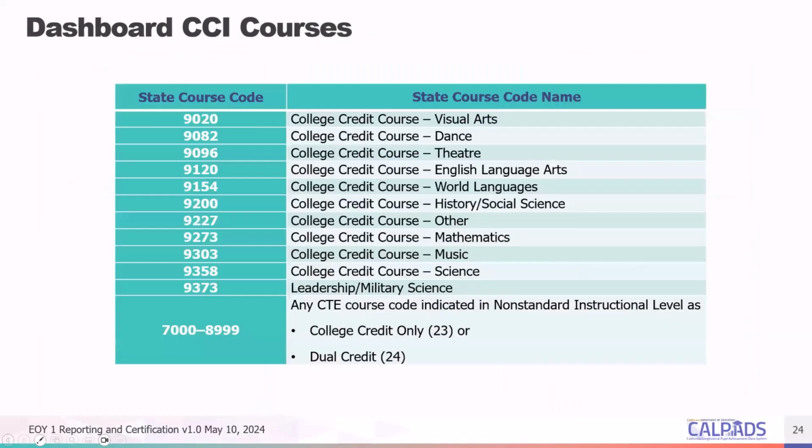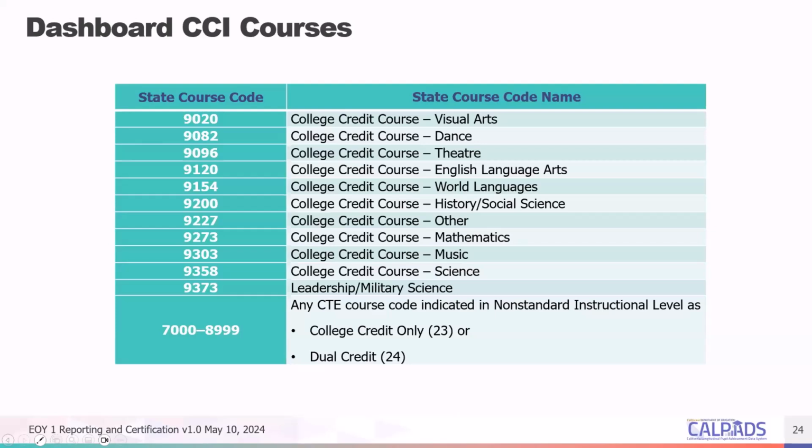And this just shows a little bit more information on the state course codes that you can input for college credit courses. So we are showing state course codes in the 9,000 series or 9,000 range that indicate college courses. We have visual arts, dance, theater, English language arts. There are quite a few selections here of college credit course codes. So you are able to use those to indicate college courses.